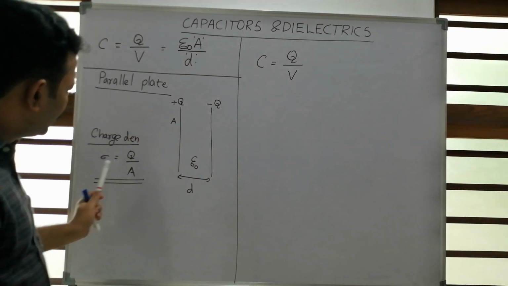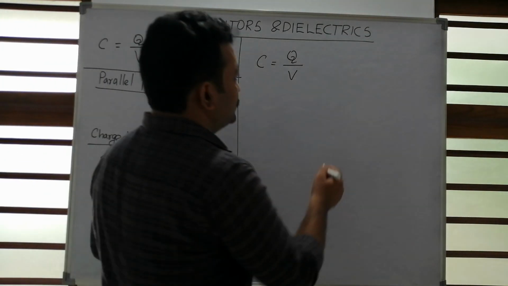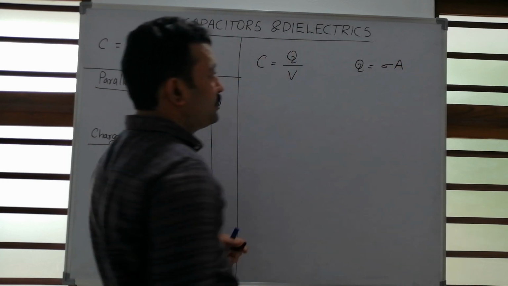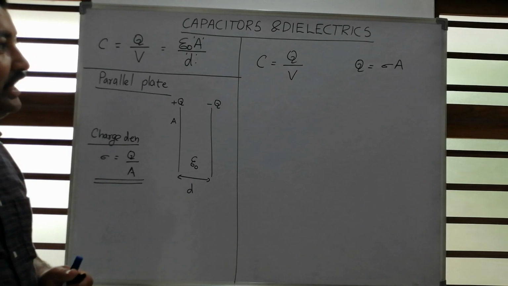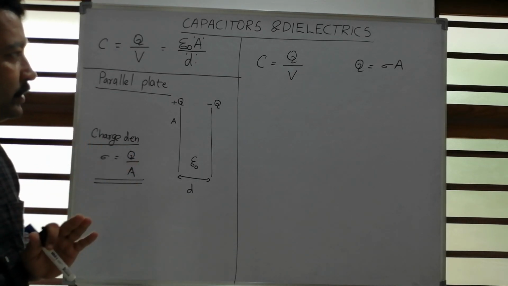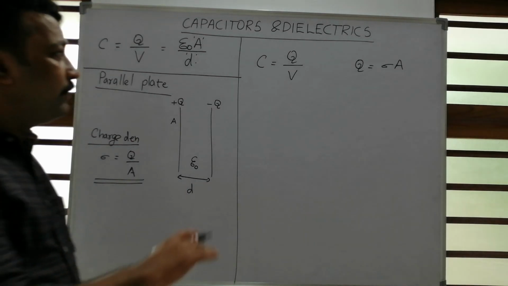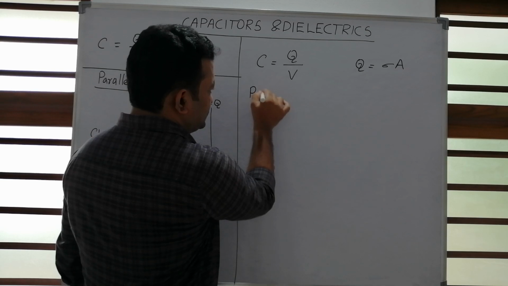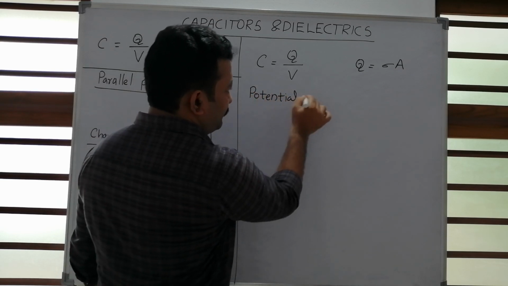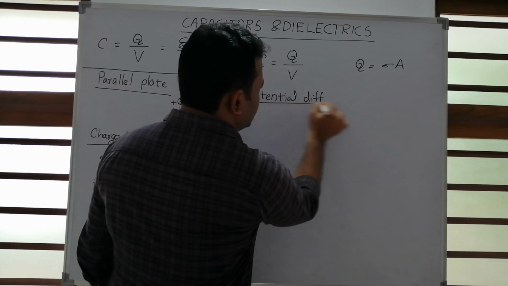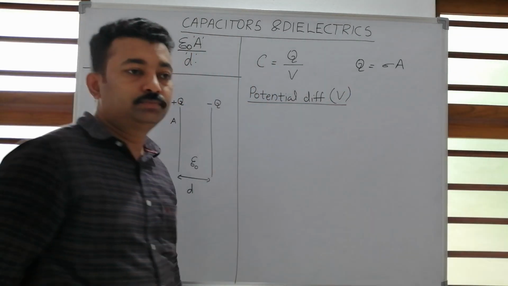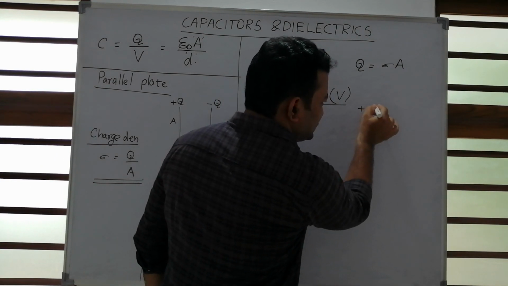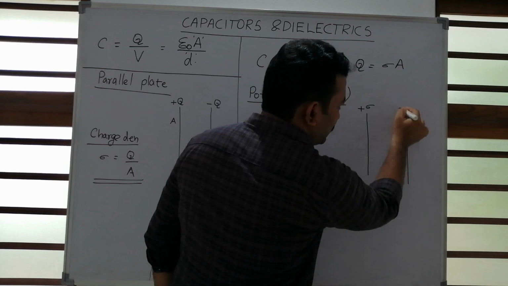So what is Q? From this I can directly write the charge Q on the plate as sigma times A, where sigma is the surface charge density and A is the area of the plates. And that is same for both the plates. Now our aim is to get the potential difference between the plates. We call it as V. And here we have two plates, one charged to say plus sigma and the other one has got minus sigma.